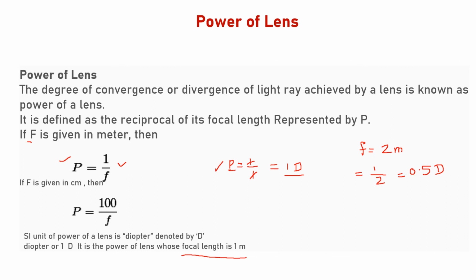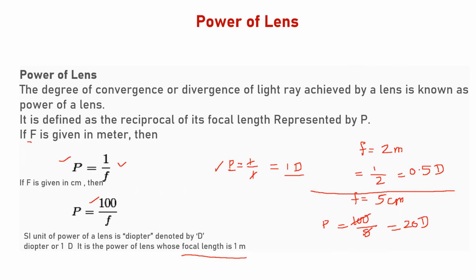And in case the focal length is given in centimeter, you have to use this formula, right? Suppose the focal length is given as 5 centimeter. Which formula do you have to use? P is equal to 100 upon 5. Clear? So what will you get? You will get 20 D, 20 diopter. So here are the two ways where you can find the power of a lens.